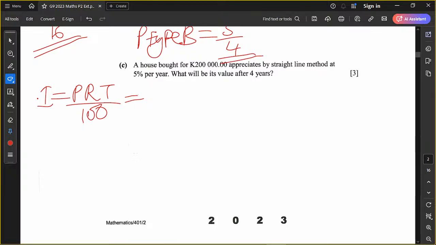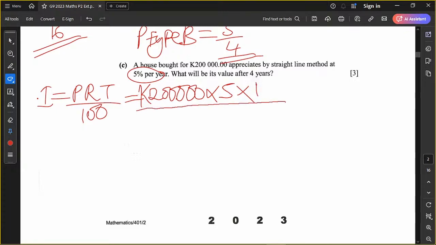Principal, that is the cost of the house, which is 200,000 kwacha. Then times the rate, that is 5% per annum, so we say times 5. Then we are calculating for 1 year, so we say times 1 over 100. Then we say equal to: 1 and that 0, 0 down and this 0 up, so we can cancel that out.